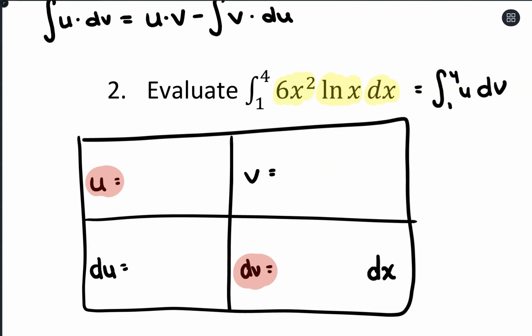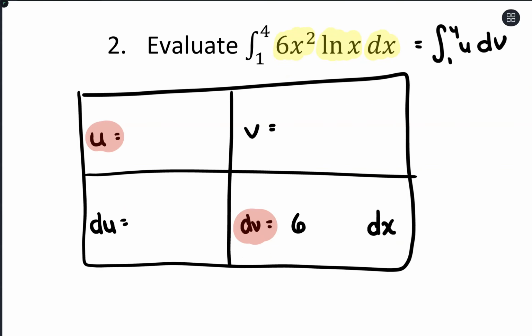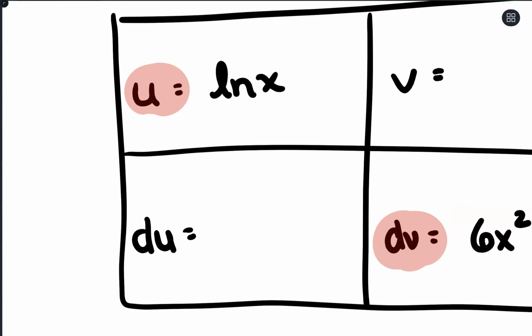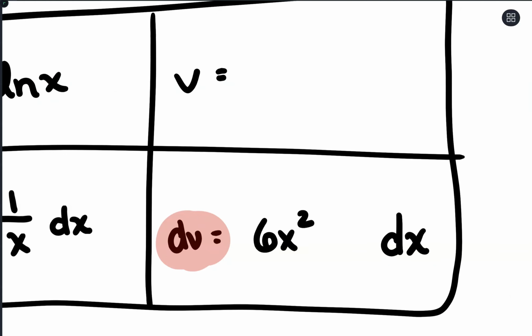Now, the antiderivative of natural log of x, we don't have a rule for that. So basically, I don't want to take the antiderivative of natural log of x. So that's going to kind of make the decision for me that we want 6x squared for dv. So 6x squared dx is dv, and so u is going to have to be natural log of x. Okay, if u is natural log of x, then du is going to be 1 over x dx. And then dv is 6x squared, so taking the antiderivative, so we'll have this 6x cubed over 3, which is 2x cubed.